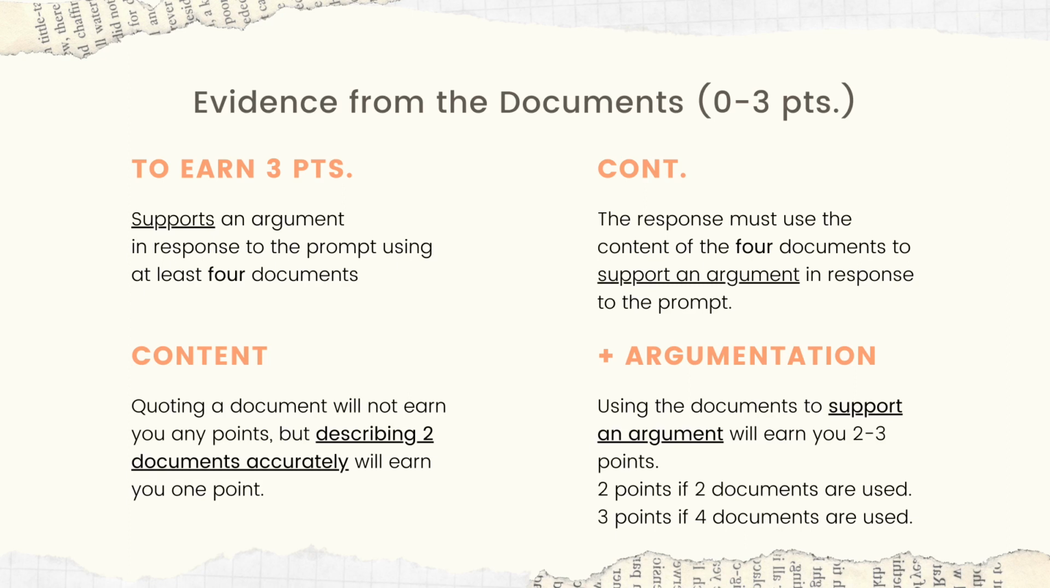Now let's differentiate between content and argumentation. Quoting a document will not earn you any points, but describing 2 documents accurately will earn you 1 point for content. You're describing the document in a way that shows your understanding of it. However, if you want to earn the maximum 3 points, you have to use the documents in a way that will support your argument through argumentation. So, you will earn 2 points altogether if 2 documents are used, and 3 points is the maximum if 4 documents are used. And these documents must be described along with proving a point.